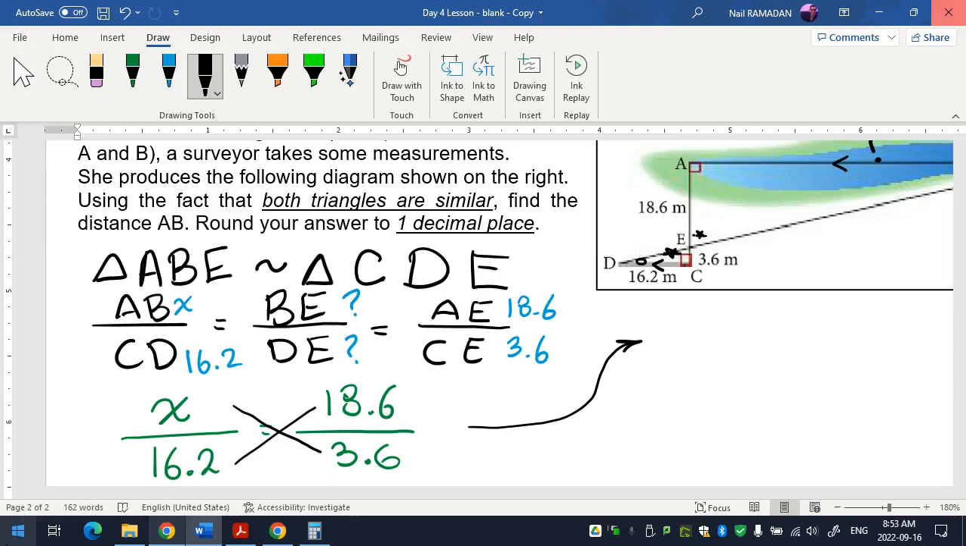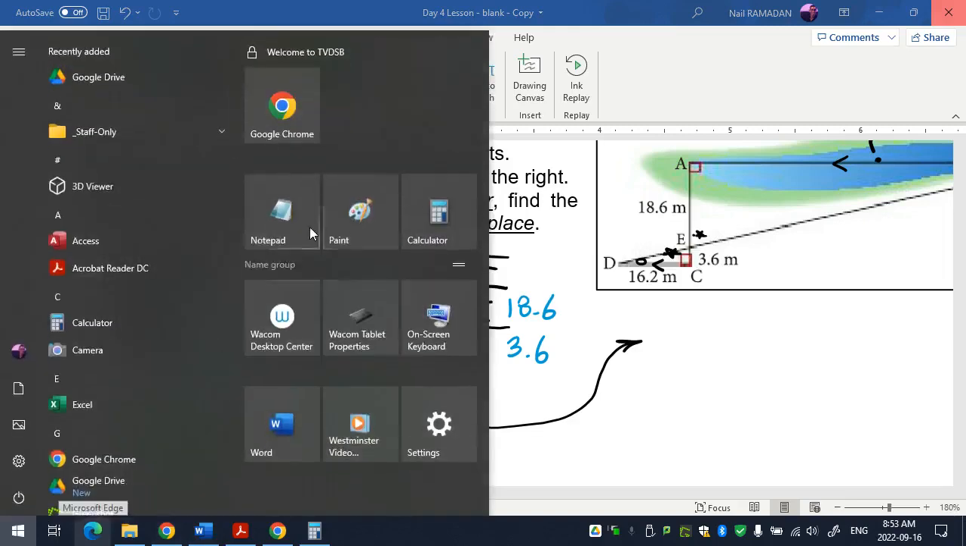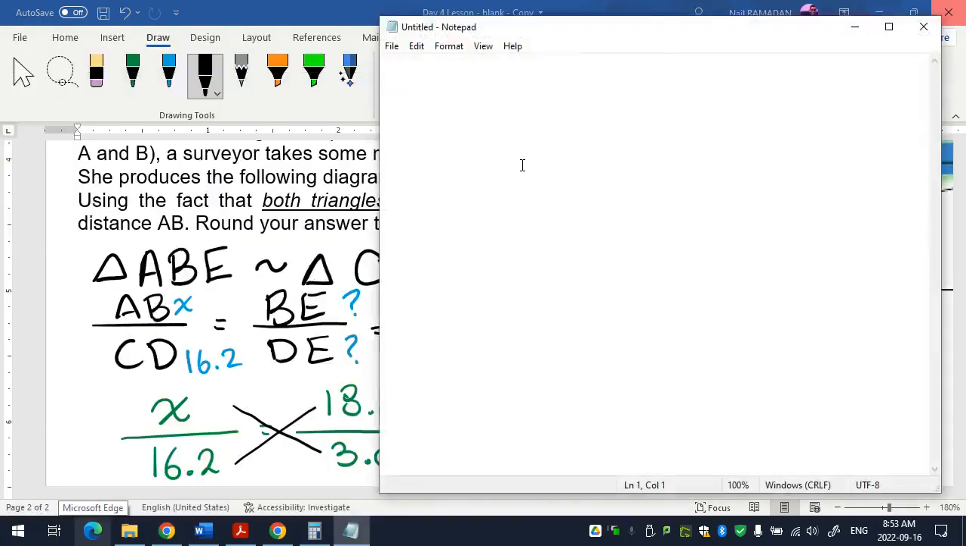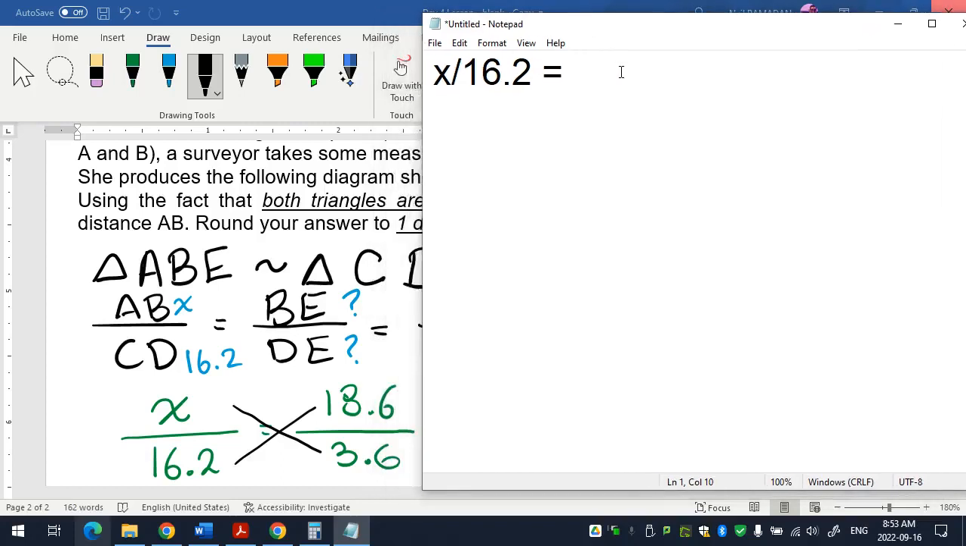Could not be easier. On the Google form, just do something like this. x over 16.2 equals 18.6 over 3.6. Your next step should not be doing this. Your next step should just be this times that. So what do you do after that step? Nothing. You just write 3.6x equals, can someone do 18.6 times 16.2 for me? 83.7. Okay, let me keep going with that.